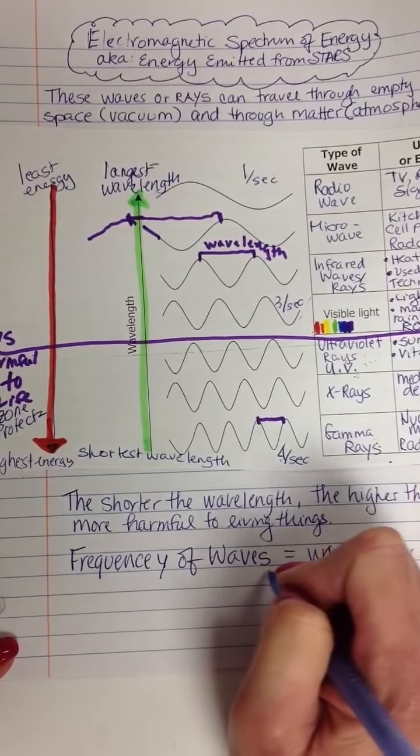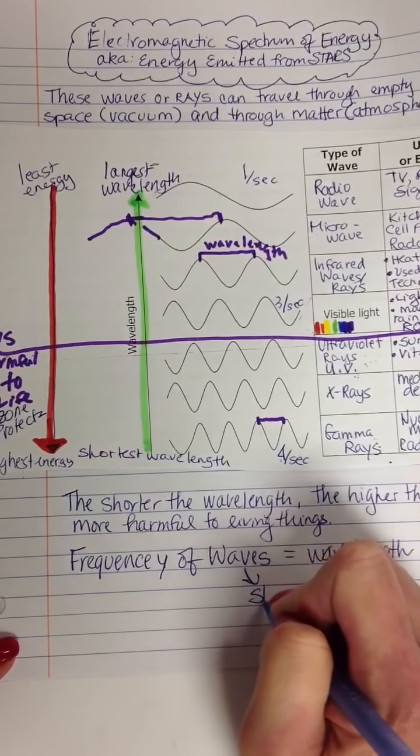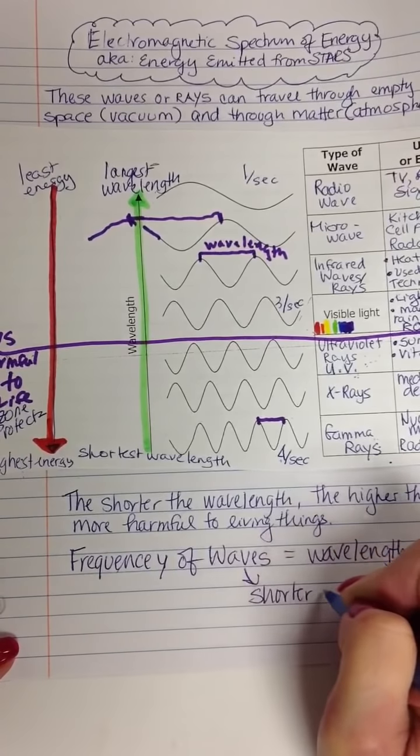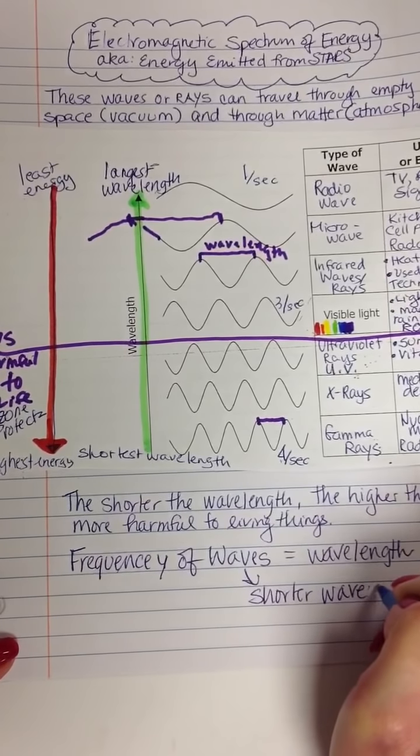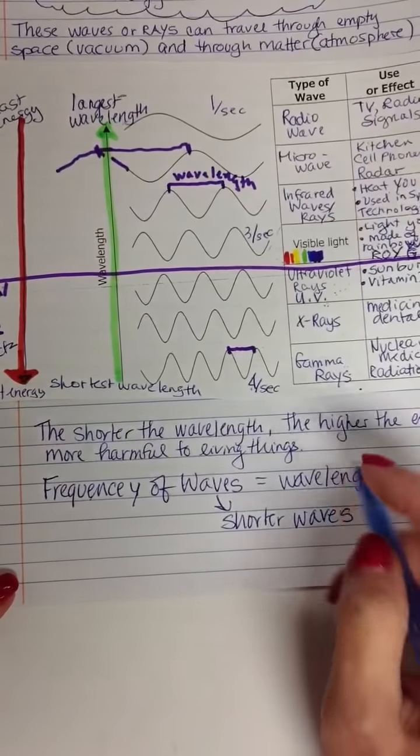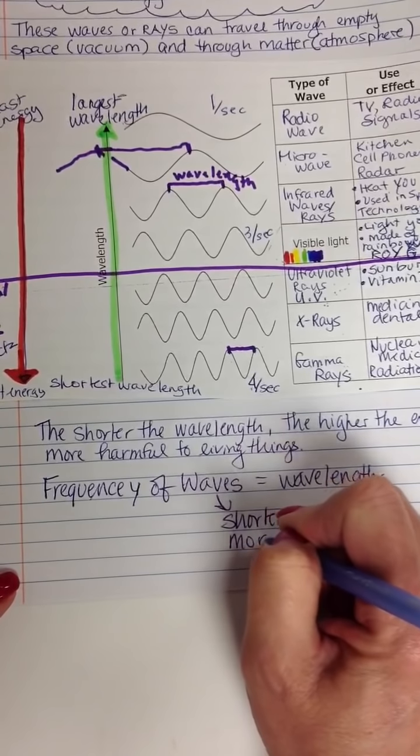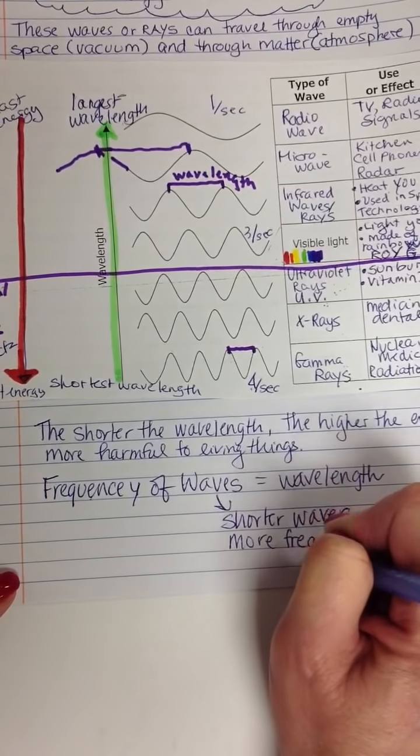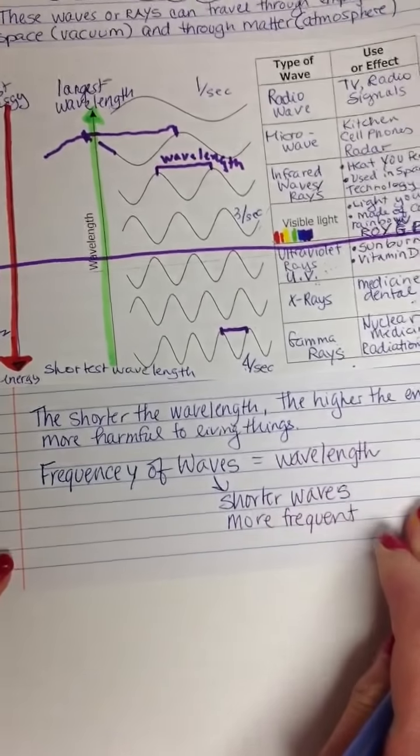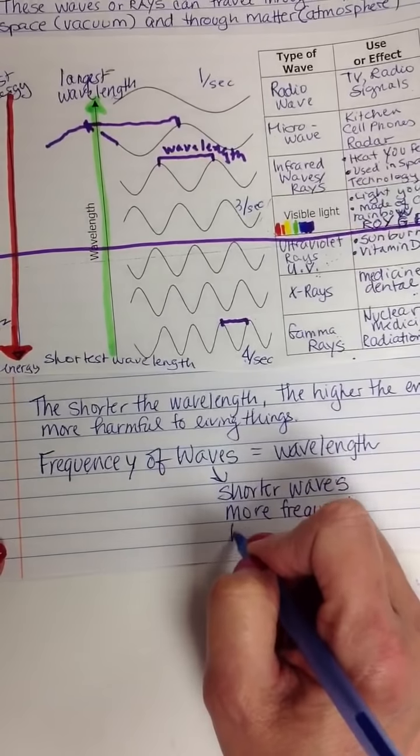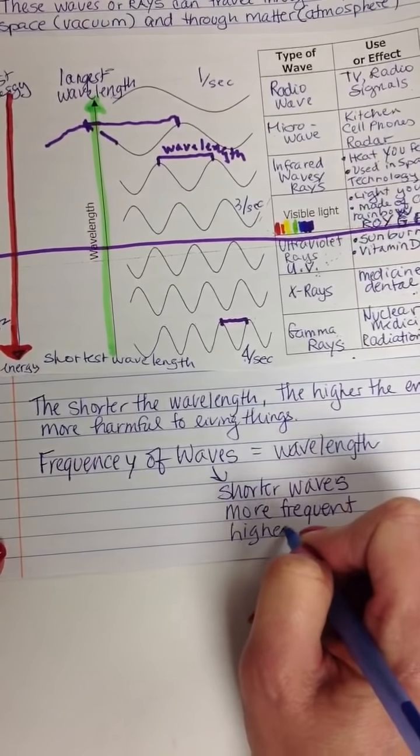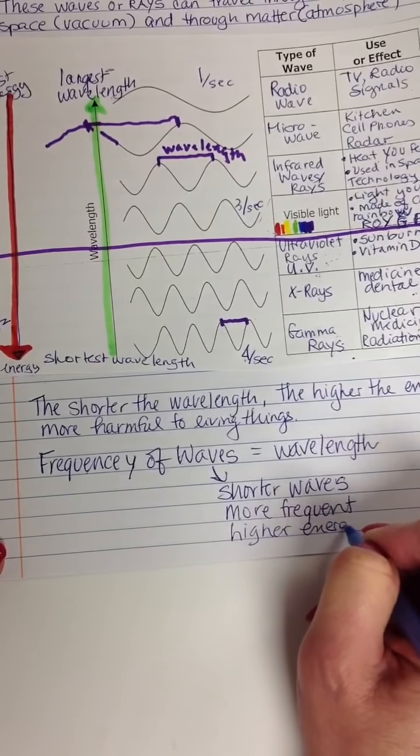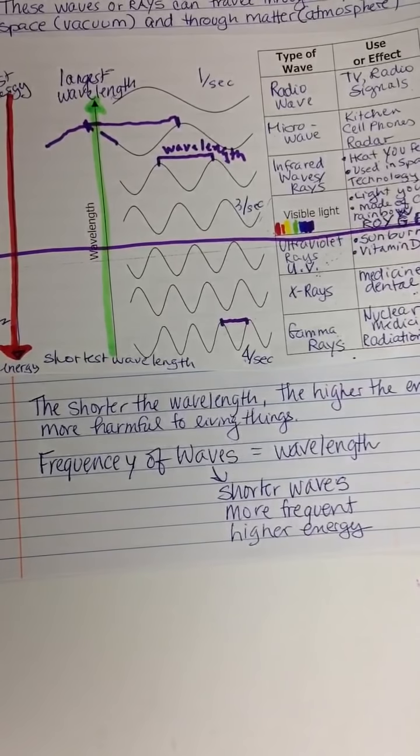So the shorter the waves, the more frequent and higher energy. And that was the workshop on the electromagnetic spectrum of energy.